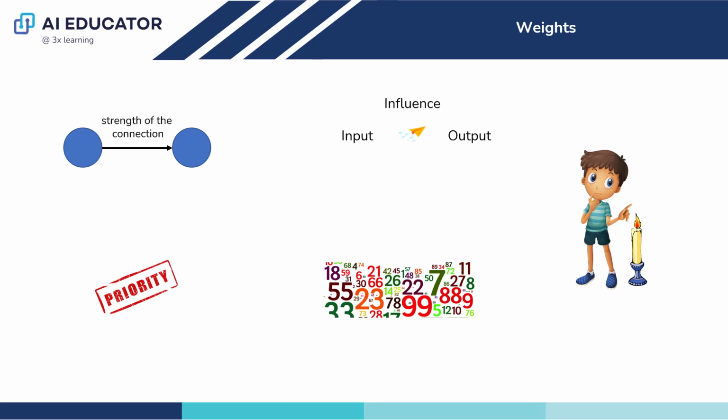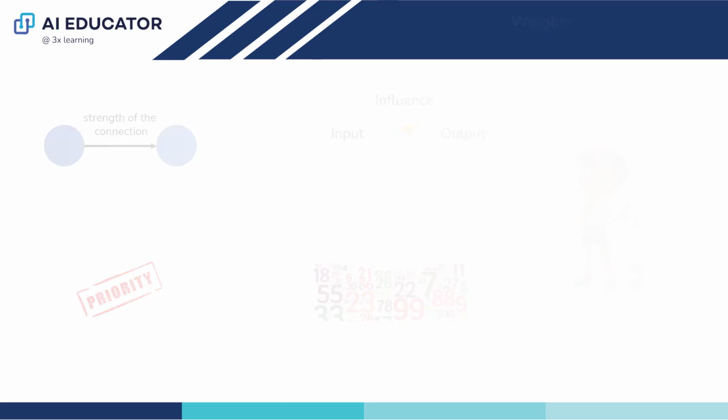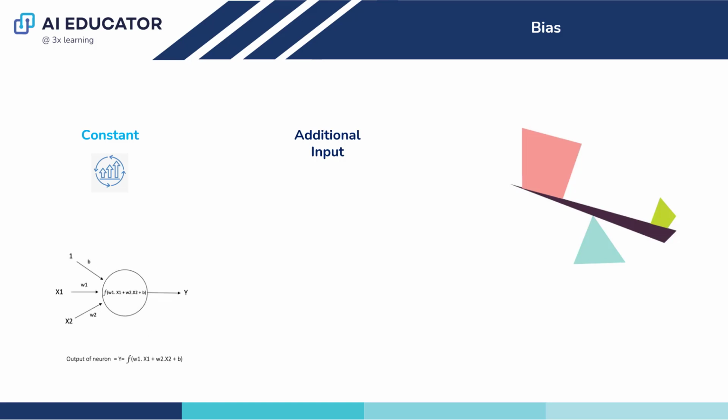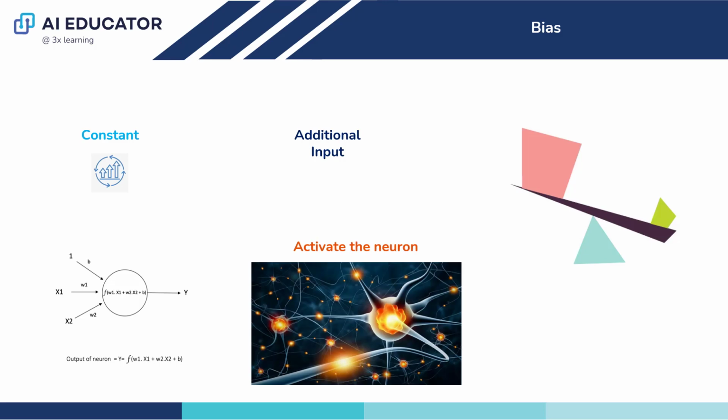Now, let us discuss bias. Bias is a constant which is an additional input to a neuron along with the cumulated sum of input and weights. Bias always has a value of 1. Bias guarantees that even when all the inputs are 0, there still will be an activation in the neuron.